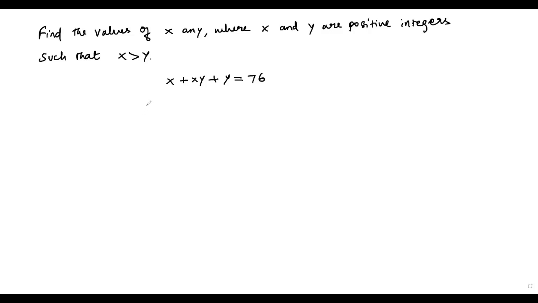It's a little tricky question because whenever I want to solve for two variables x and y, I must have two equations. But here I have only one equation which contains two unknowns x and y. Let us see how to solve this tricky equation.